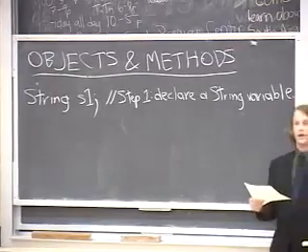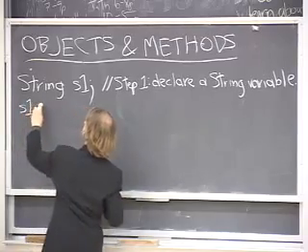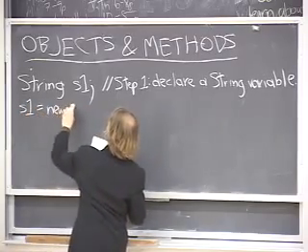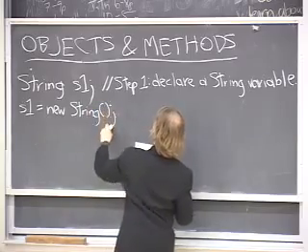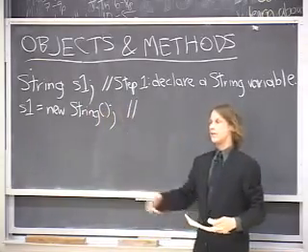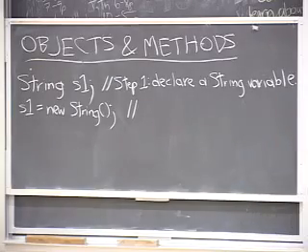So let's declare a variable called s1 that's a string. Once you've declared a variable, then you can assign things to it. For instance, we can set s1 to point to a brand new string object of our own creation. By the way, this double slash is one way that you can do comments at the end of a line in Java.